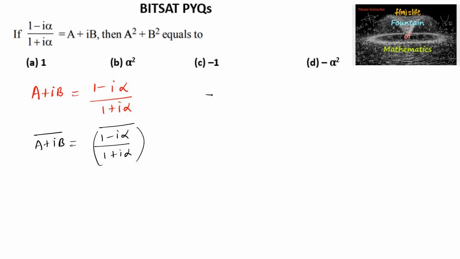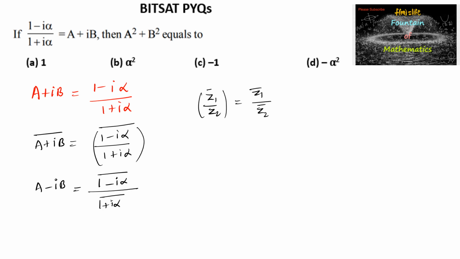And we know that the conjugate of z1 by z2 is equal to z1 bar upon z2 bar. So we can write here a minus ib is equal to (1 minus i alpha) upon (1 plus i alpha) bar. That is, a minus ib is equal to (1 plus i alpha) divided by (1 minus i alpha). Since we know that if z is equal to a plus ib, then z bar is equal to a minus ib.